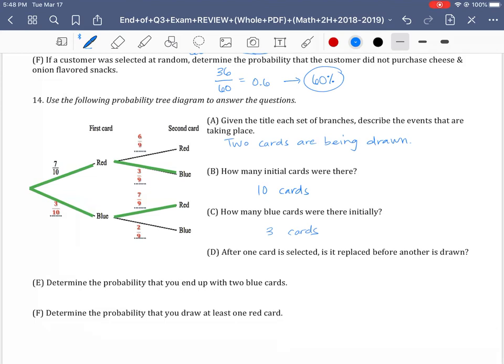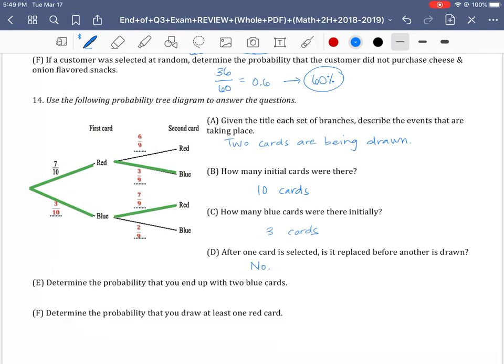Moving on to the next one, it says after one card is selected, is it replaced before another is drawn? Now again, if we look at the tree diagram, this allows us to pull this apart just a little bit. You'll notice that if you drew a blue on the first one, and then your next draw is also a blue, the number of cards goes down. That's 2 out of 9, implying that you drew a blue already. That would need to stay a 10 if we were putting it back, and it would need to stay 3 out of 10 actually. So we can tell that no, there's one less card in the second draw.